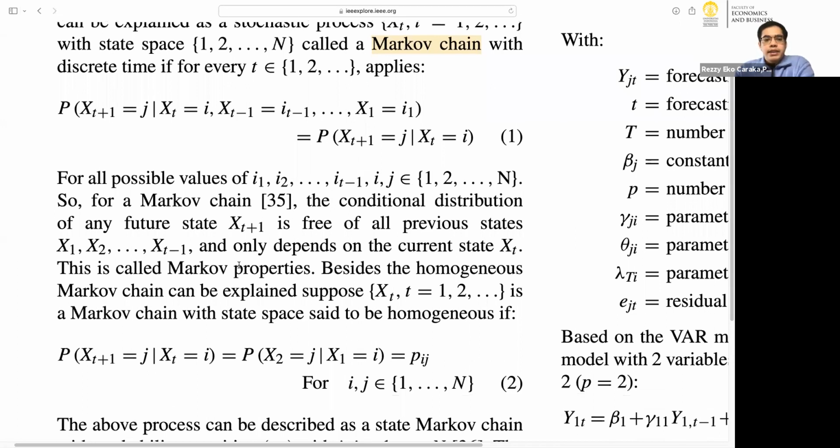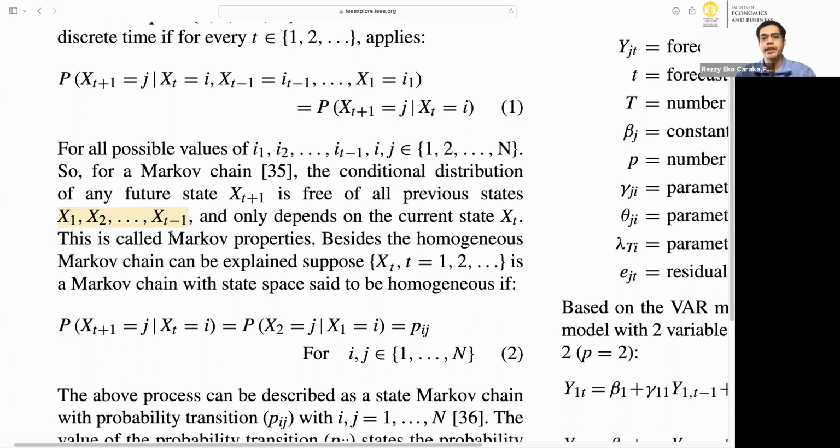Because our data should be homogeneous, every conditional distribution for any state X_{t+1}, for example tomorrow or the day after tomorrow, should be independent. So every state or every condition should be independent; it cannot be influenced by each other. So this is our information: we have X_1, X_2 until X_{t-1}. This is the state space, or every condition in the Markov chain.